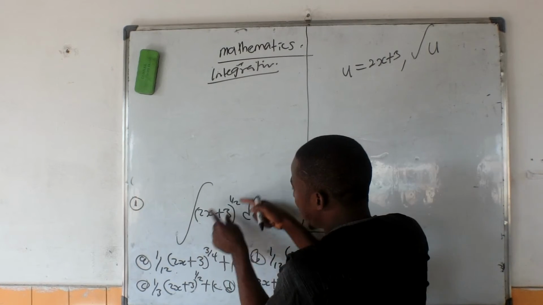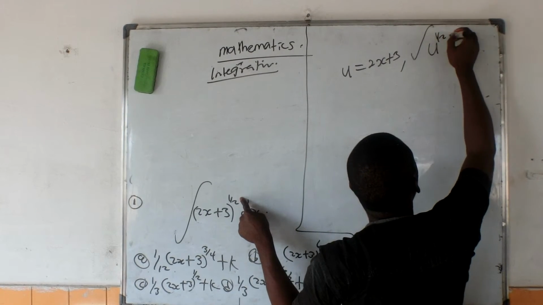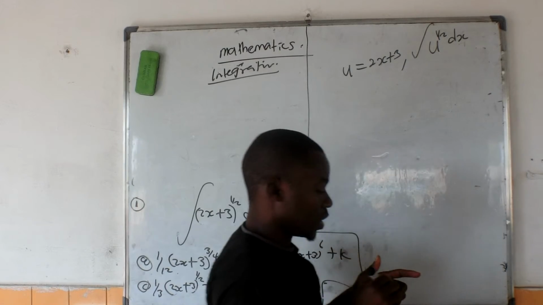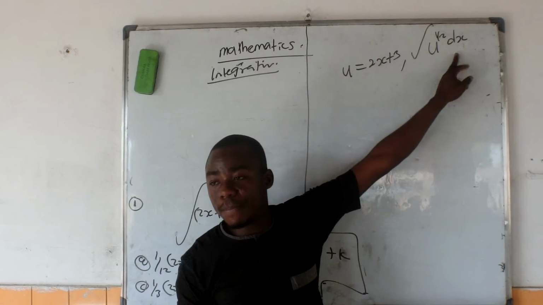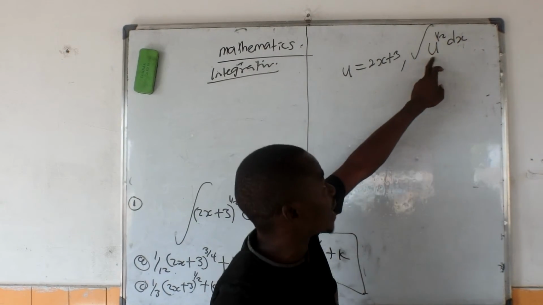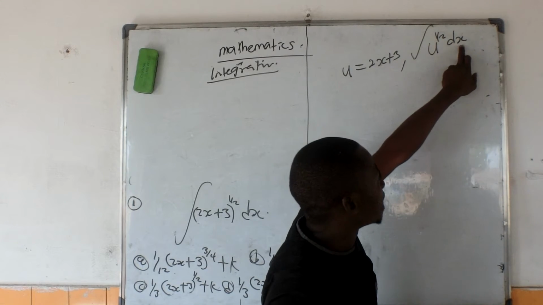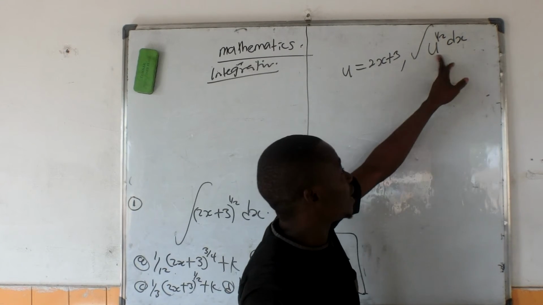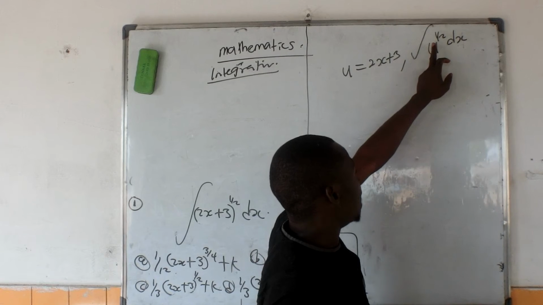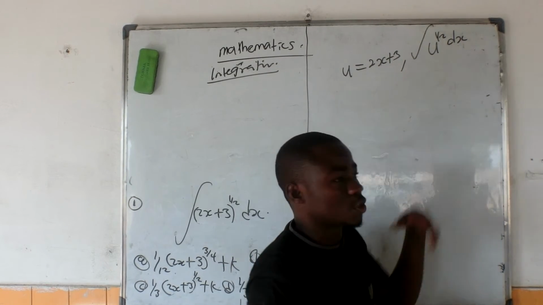U. You don't have it to be what? U raised by half the x. This is not in any way compatible because this is u. And every time you are integrating u, it has to be in respect to what? U. But now what you are telling me here is that you are integrating u in respect to the x, which is wrong.